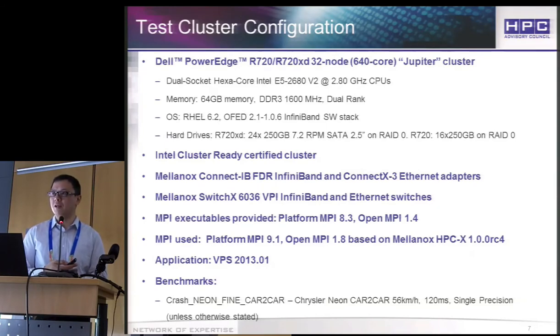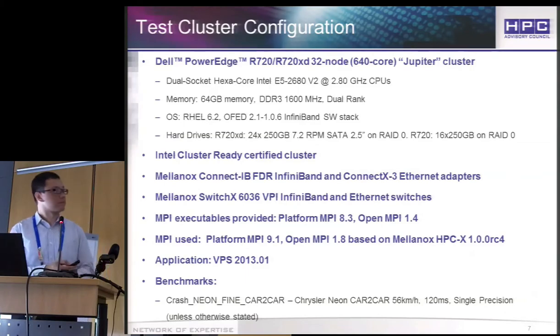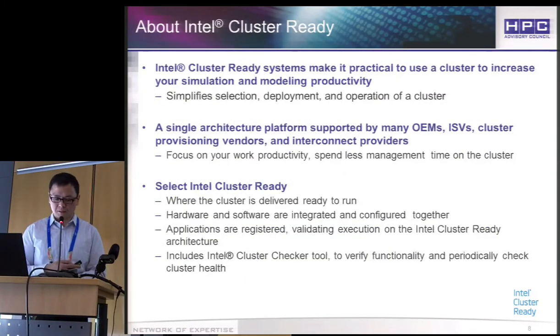That actually includes some of the acceleration software that the previous presenter, Rich, talked about earlier. So they actually have support for collective offloading, and that shows some benefits later on. I'm going to show you that too. The application version is the VPS from ESI, version 2013.01. The benchmark data set that they provide us was the Neon Fine. So that goes the introductory on the hardware and software configuration that were used.